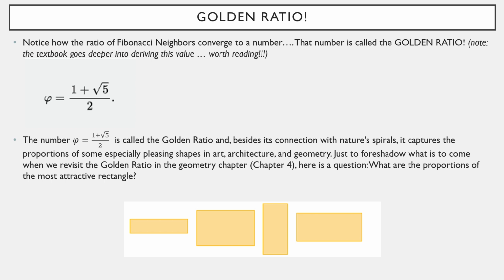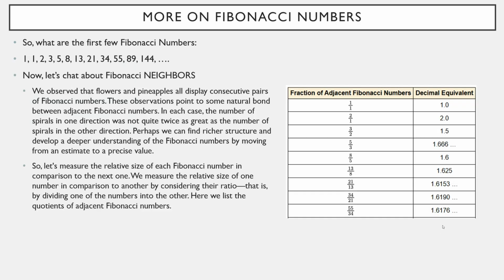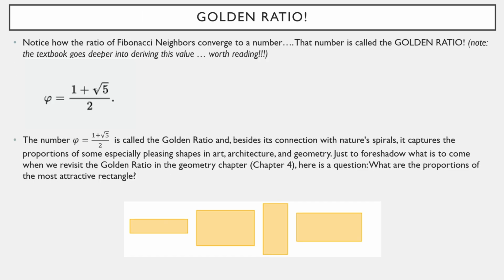I just want to note that the textbook goes deeper into deriving this value. It's worth reading as part of your assignment. You'll see how it's derived. The golden ratio is denoted by this Greek letter, phi. All these ratios look like they're converging to 1 plus the square root of 5 over 2. Whatever this is, it's 1.6 something. This number, the number phi, is called the golden ratio.